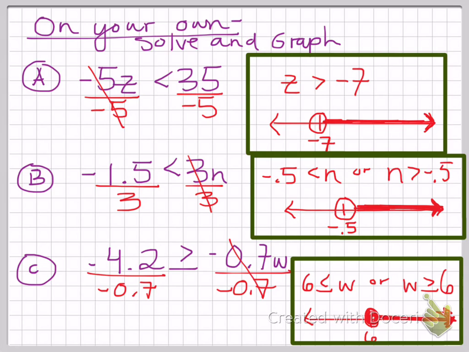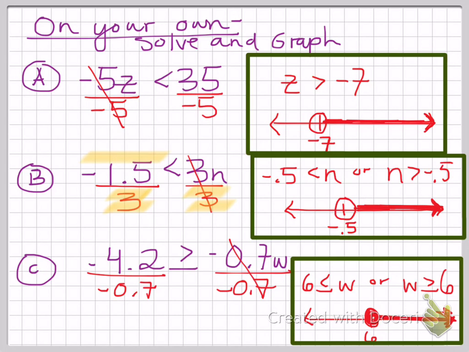Now B, this was tricky. I put it there just to trick you. Now if you go back to the case 2 rules, it stated that you need to multiply or divide by a negative number. Did you do that? Is that negative? No, it's positive. I did not divide by a negative 3. I divided by a 3.